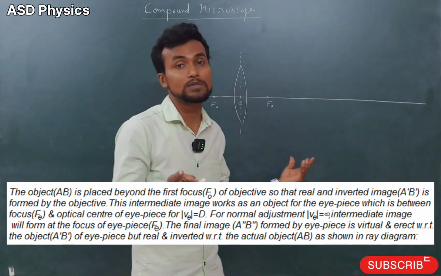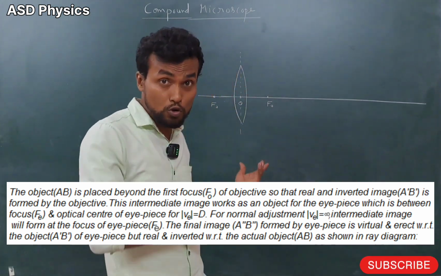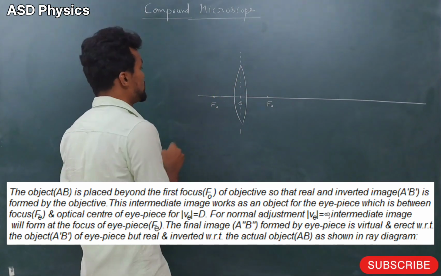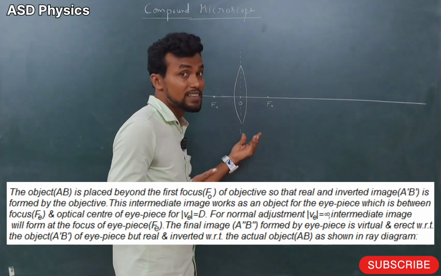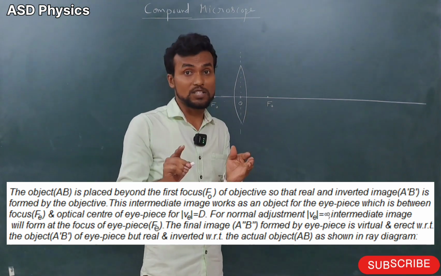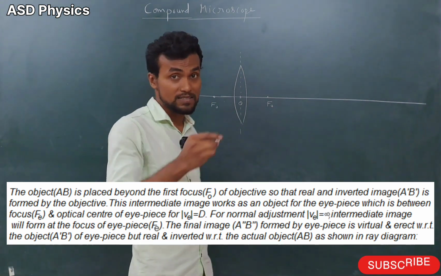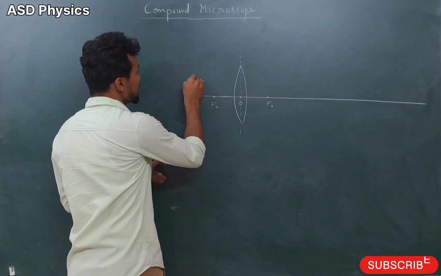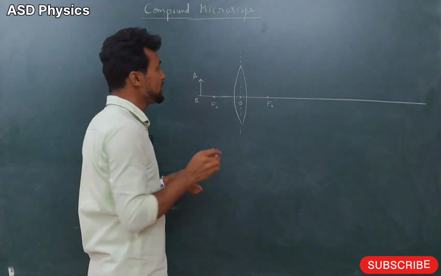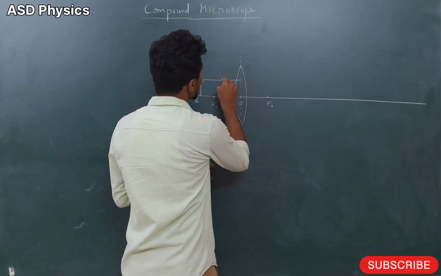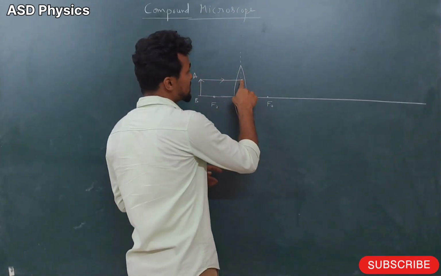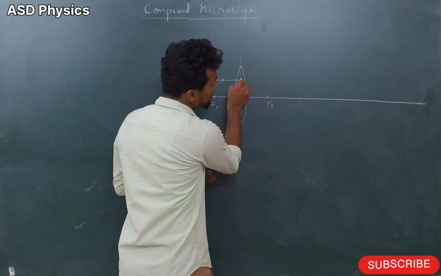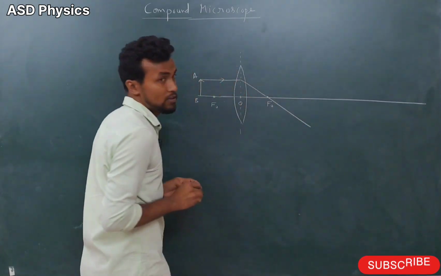This lens is called the objective because here the object is close to this lens. That's why the name is objective. This lens will have a small aperture compared to the next lens, the eyepiece, that I will draw later. What will happen is that here I will take one object AB. The ray will start from the object and strike the objective. After that it will pass through the focus and it will go like this.